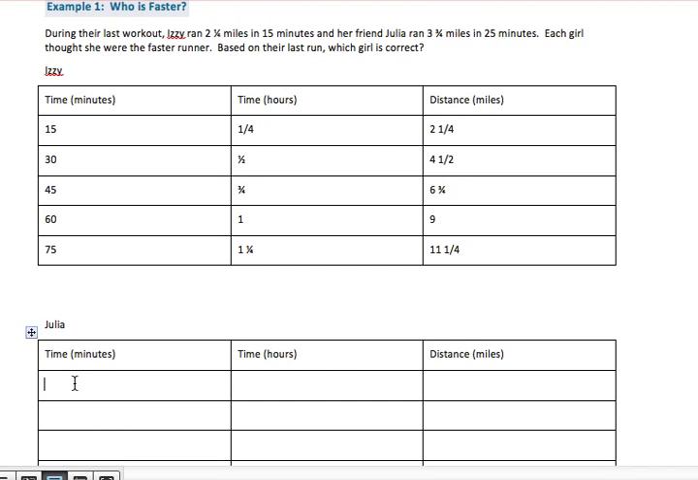Julia, on the other hand, went 25 minutes, which is 25/60ths, or simplified would be 5/12ths of an hour, and her distance is 3 3/4 miles. So if we double that, we would get 50 minutes, which again is 50/60ths of an hour, or 5/6 of an hour. And her distance there would be 7 1/2 miles.